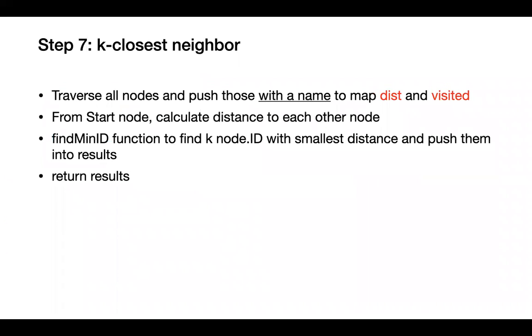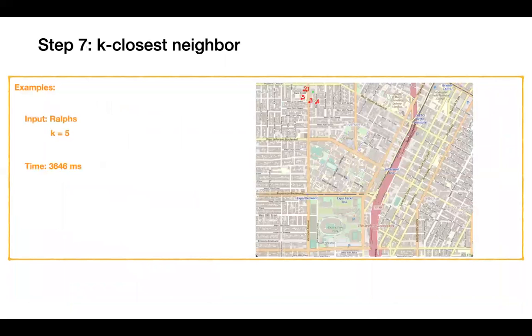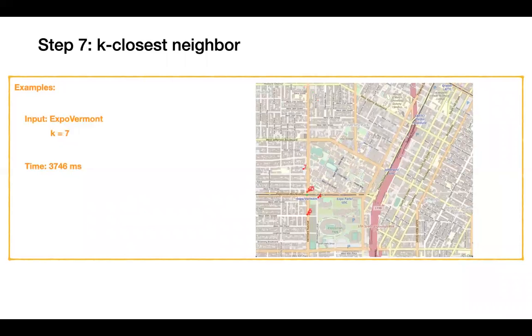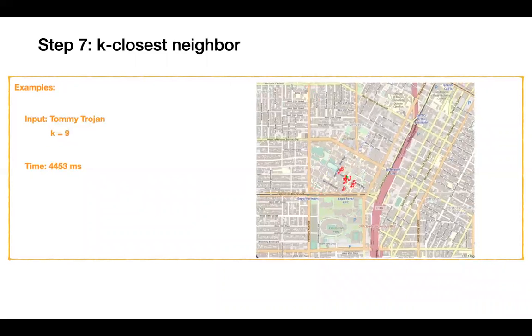Step 7 is also more straightforward, which is to calculate the distance using backtracking and then find the ID. Here are some examples of finding routes: 5 nearest neighbors of Routes, 7 of Expo Vermont station, and 9 of Tommy Trojan.